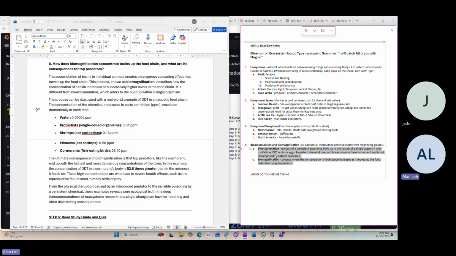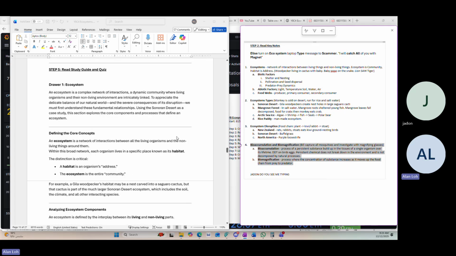Okay. Drawer number 4, which is Elise saying that I will catch all of you with magnets. So this is related to bioaccumulation. Magnet, which is biomagnification. So this is talking about bioaccumulation and also biomagnification. Biomagnification is related to the food chain. The higher you are in the food chain, the more concentrated the substance, like DDT, you will see in your body. Agree or not? I agree. Excellent.